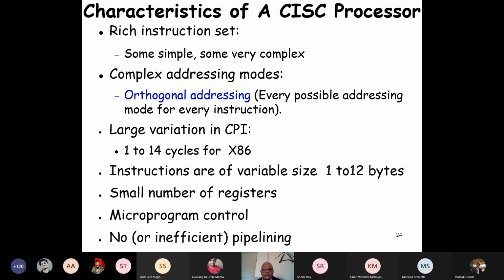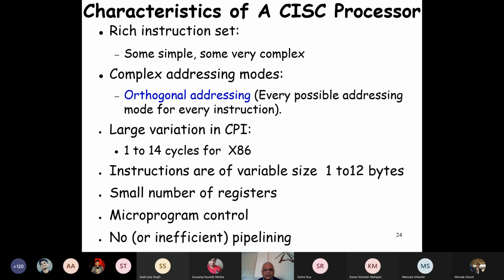And also the addressing modes supported were many. I was saying some 2-3 dozens of addressing modes. And the complex instruction set computers had orthogonal addressing. That means for every opcode you can use various types of addressing. For example, in ADD, you can have all 3 register operands, the 2 source operands and 1 destination operand, all registers. You can have 2 memory operands and 1 register. You can have all 3 memory operands and so on. So that's called orthogonal addressing.